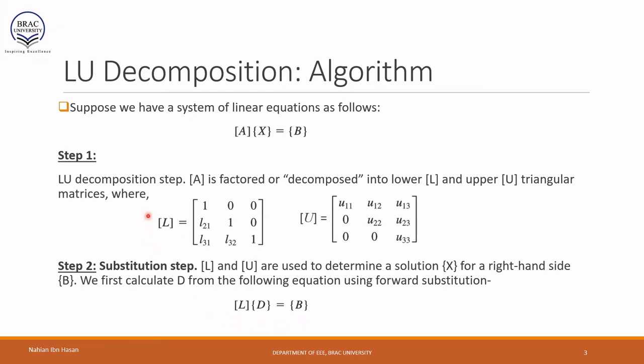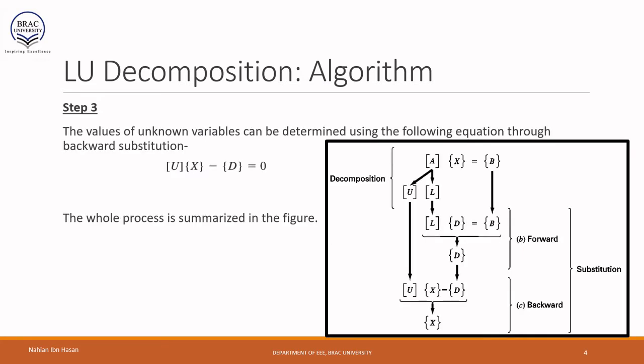If we multiply the L matrix with another matrix, say D, we will get the resultant as the B constant matrix. So from this formula we will get the D matrix, the D elements. Once we get the D elements, we will use this formula, which is U times X minus D equal to 0. U is the upper triangular matrix, X is the original unknown vector, and D is the matrix that we have determined from the previous formula.